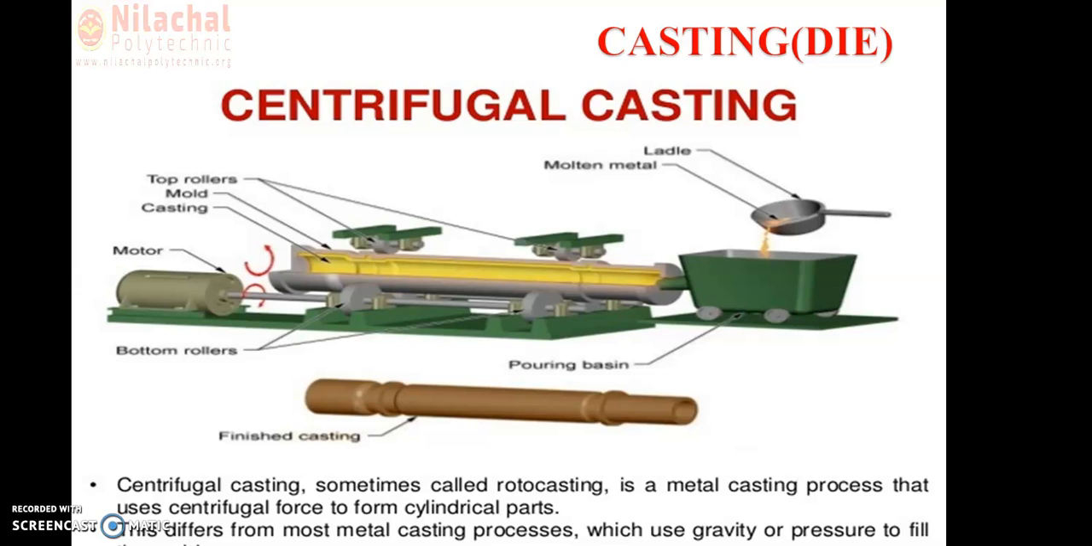The metal is poured while the mold rotates on its axis. So here you can see in the figure that we are having a rotation. This motor is used to rotate this mold, and during this rotation molten metal is poured into this mold. While rotating, the molten metal is carried to the walls of the cavity by centrifugal force. The metal then solidifies, forming a hollow casting.